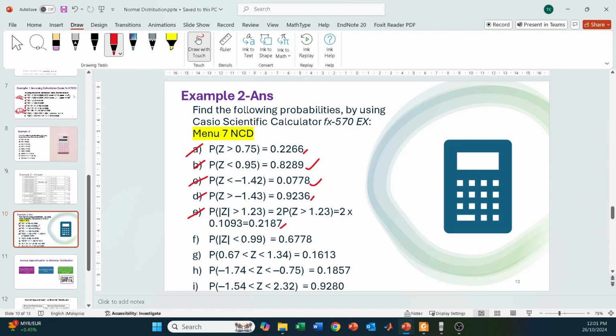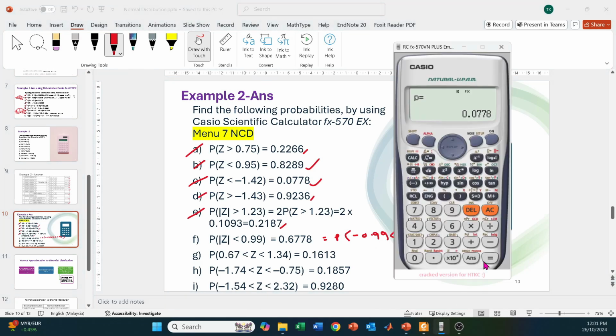Okay, probability of modulus z less than 0.99. So this is in between. Remember, in between means probability of negative 0.99 less than z less than 0.99. If greater, then it is 2 times probability of z greater than 0.99. So F, G, H, I, key in the lower bound and upper bound correspondingly.